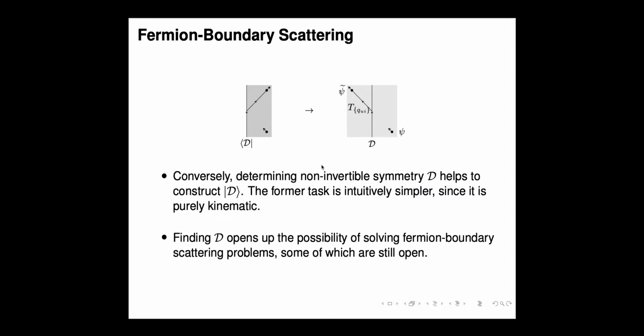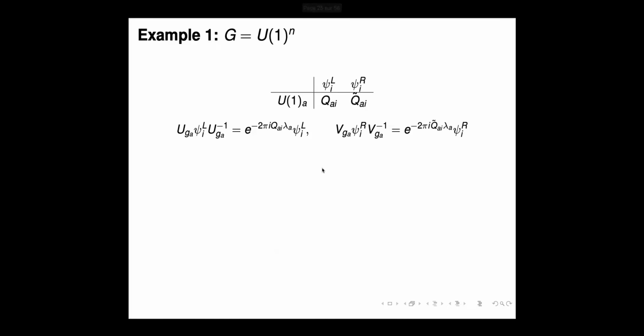Okay, so in the rest of the talk, I'm going to focus on two examples. One is for the abelian theory, and the other is for the non-abelian theory. So first, the abelian theory. So G is U(1) to the power n, where n is also the number of the fermions. Let's start with the setup of the Dirac fermion.